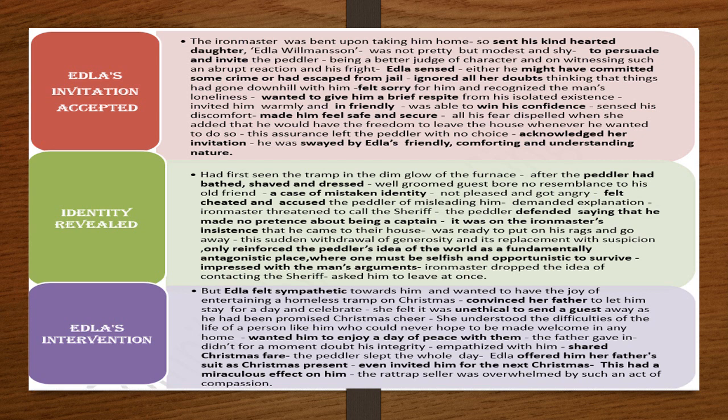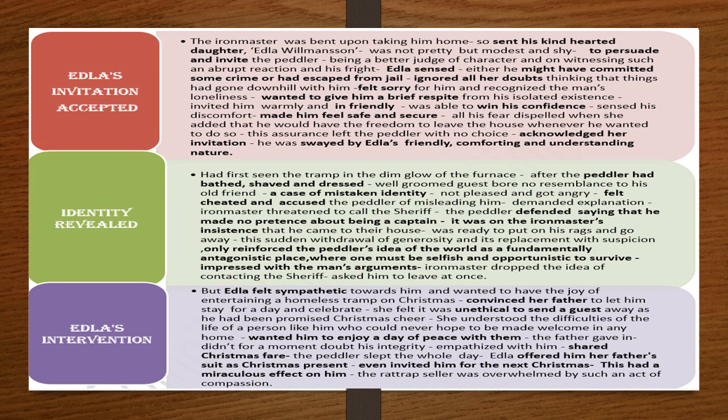Now, students, we have almost reached the climax, that is the turning point of the story. The ironmaster was happy to have his old regimental comrade under his roof. He also planned to feed him well and arrange some respectable work for him. He had first seen the tramp in the dim glow of the furnace, but after the peddler was well groomed, after he had taken his bath, well shaved and well dressed, the ironmaster realized that the stranger was not his old friend. He bore no resemblance to his old friend.